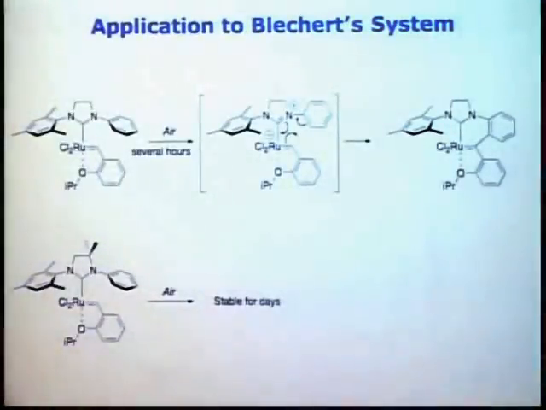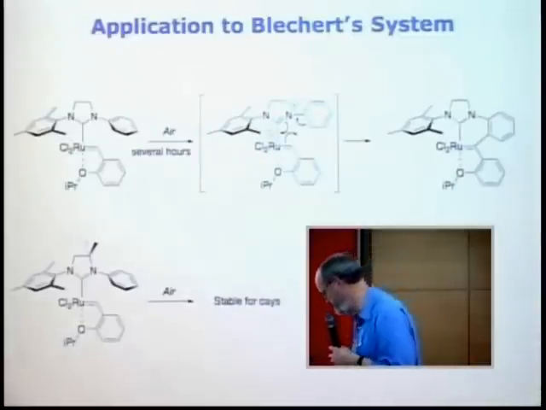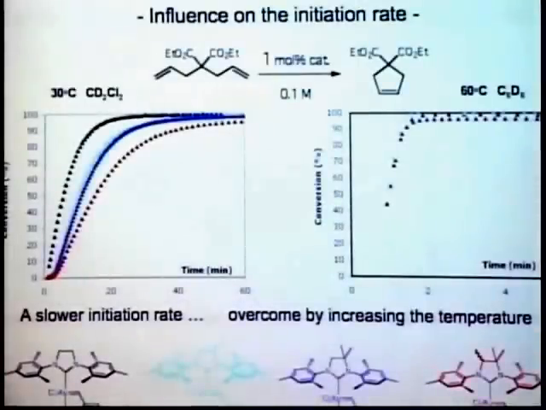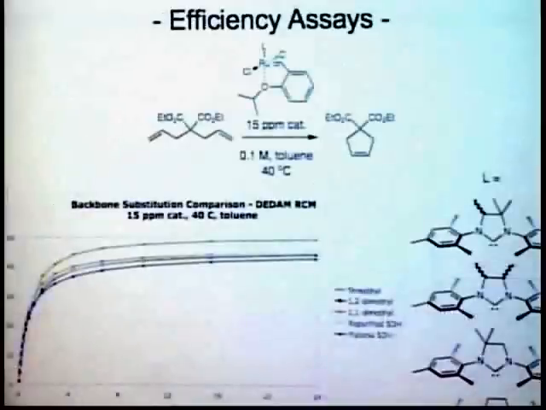We can stabilize things that weren't stable before, so this compound decomposed rapidly. We put two methyl groups there. Now it's stable for days. Prevents this, again, this rotation, this electrocyclic reaction. And it works for all kinds of mesotels, making really stable catalyst. And the key one, I think, is the next one.